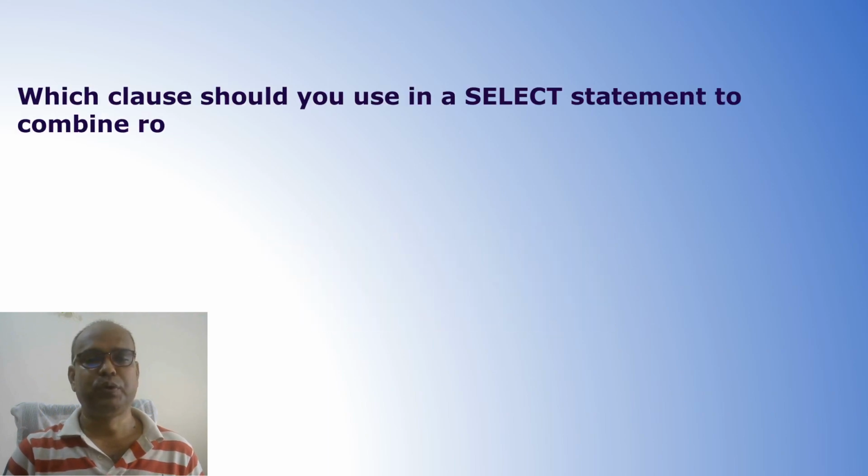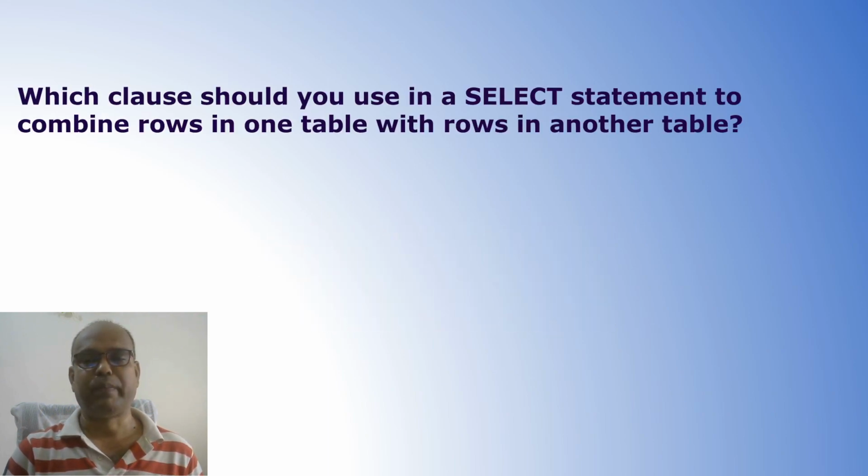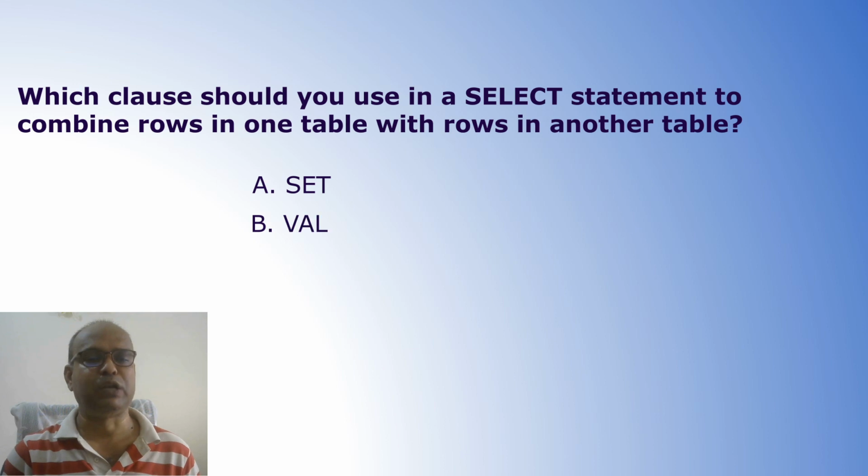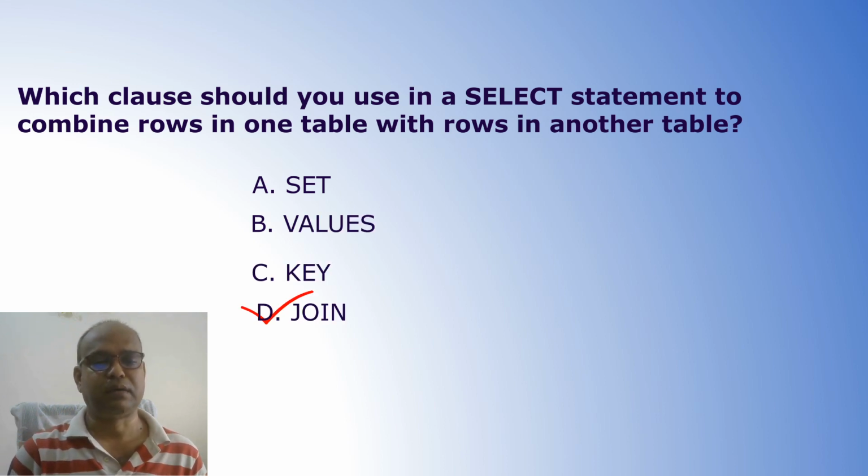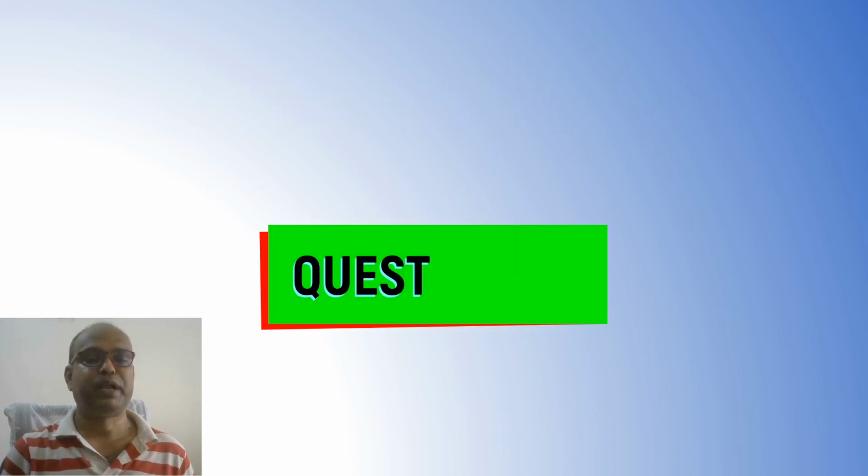Which clause should you use in a select statement to combine rows in one table with the rows in another table? Option A. Set. Option B. Values. Option C. Key. Option D. Join. Answer. The correct option is D because the SQL join clause is used to combine records from two or more tables in a database. A join is a means for combining fields from two tables by using values common to each. Next question, question number 98.